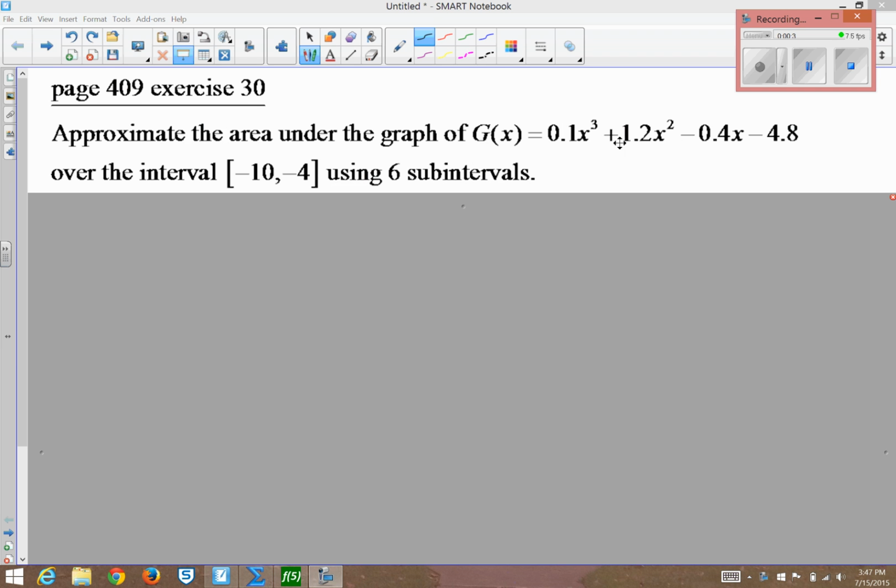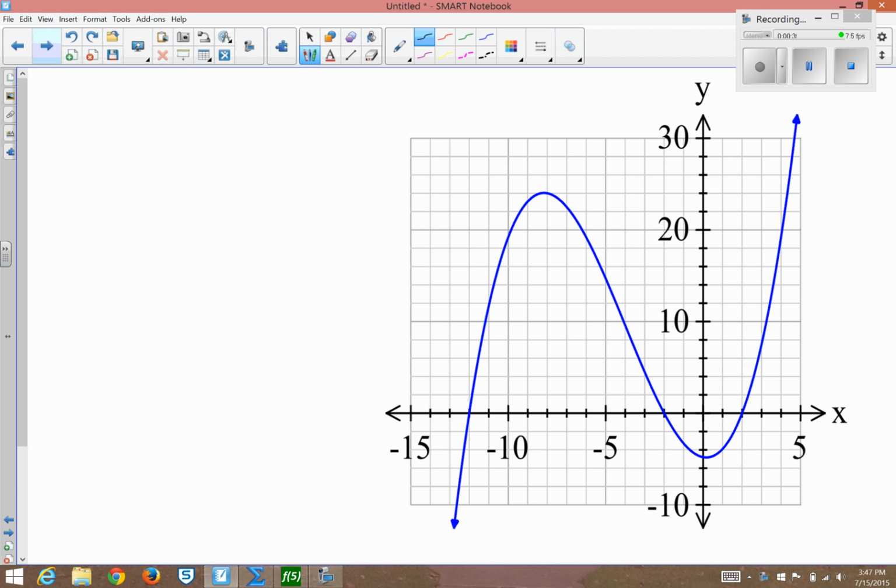If you were to graph this function, which would take a while, you eventually would come up with this. This is the graph of g of x equals 0.1 x to the third plus 1.2 x squared minus 0.4 x minus 4.8. Notice negative 4.8 is where this curve crosses the y-axis.